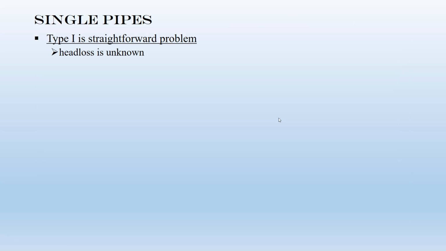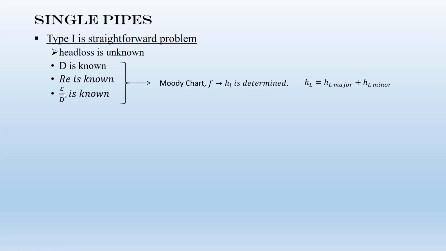So for the type 1, the type 1 is the easiest type of problem. It's straightforward. We can simply calculate the head loss or pressure drop. So when the head loss or pressure drop is unknown, guys, it means that the diameter is known. So when the diameter is known, you have also the velocity or volumetric flow rate. So you can simply calculate the Reynolds number. Epsilon over D is known, so you can simply find the friction factor from the Moody diagram or from those correlations that we discussed in the previous lecture, such as Chang equation.